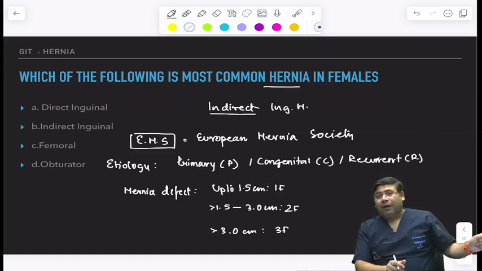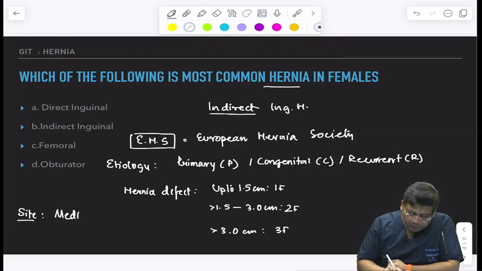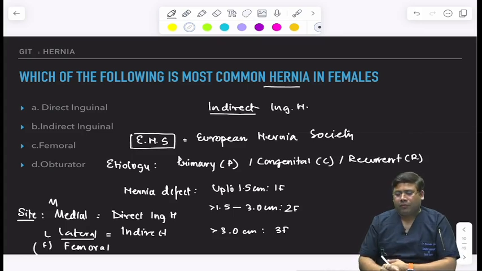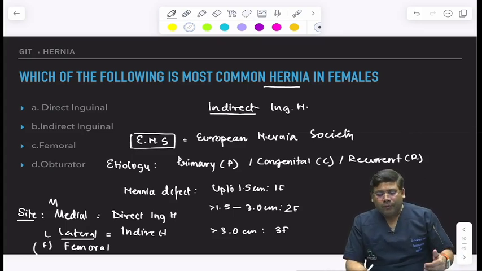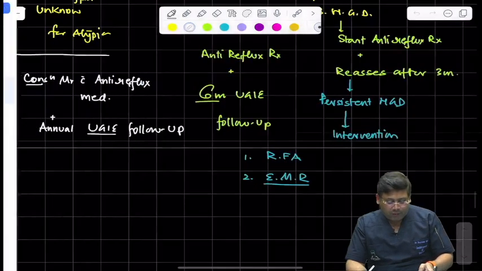If you look at the last exam, there was a question. And then when we talk about the site, you know that if it is medial, then that is for the direct hernias, direct inguinal hernia. Then if it is lateral, lateral with respect to the inferior epigastric, that is indirect hernias, and it could be femoral. So it could be M, it could be L, it could be F. So this is how we decide what is what. So if the question comes again, yes, this would be the most probable question that would be asked.